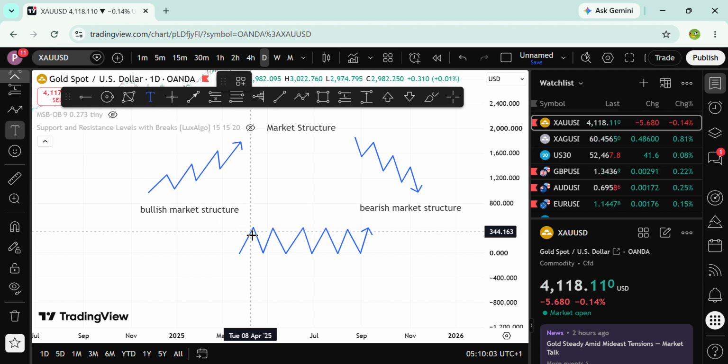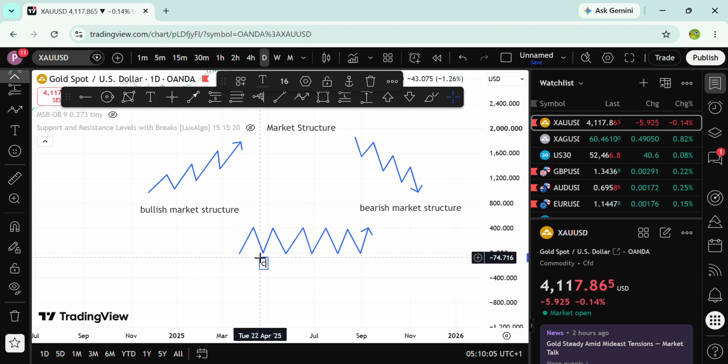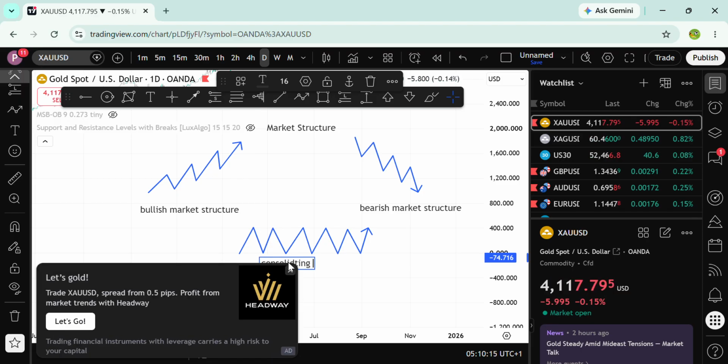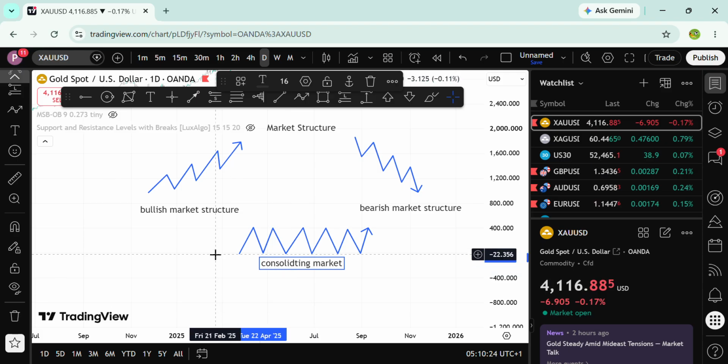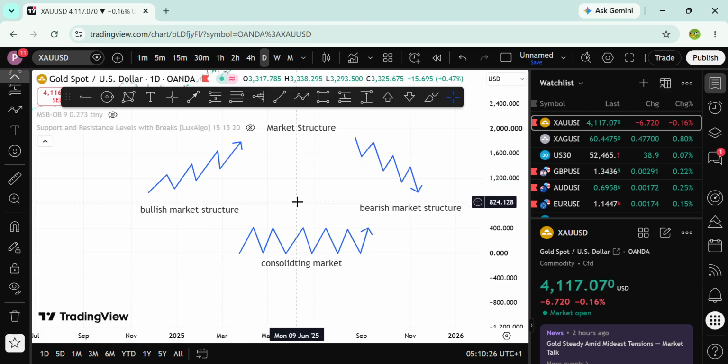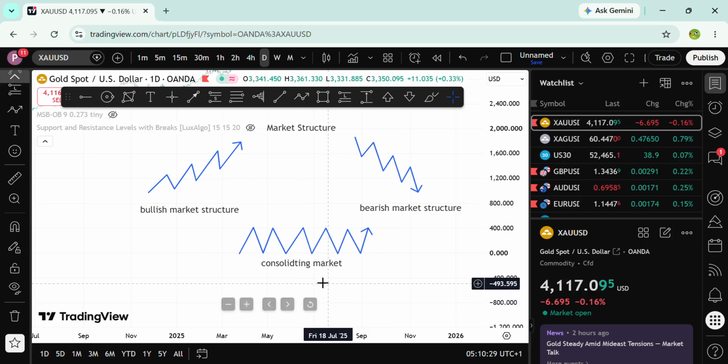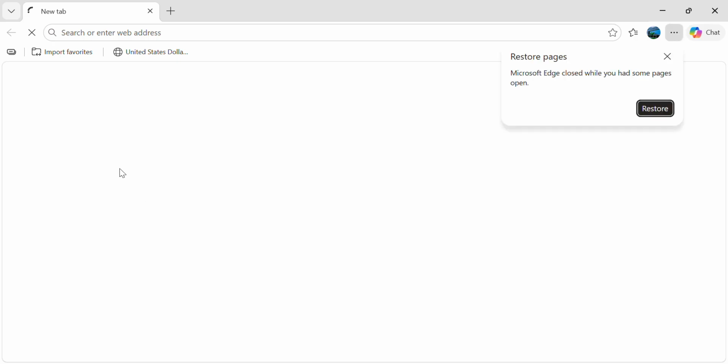The bullish market structure is a market structure that is a buying pressure market structure. A market structure that is buying. Understand? A market structure that is buying. That's a bullish market structure.